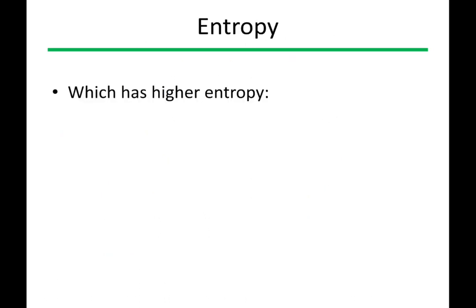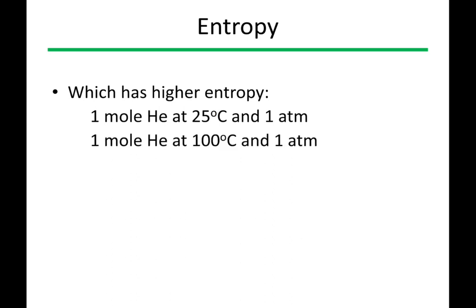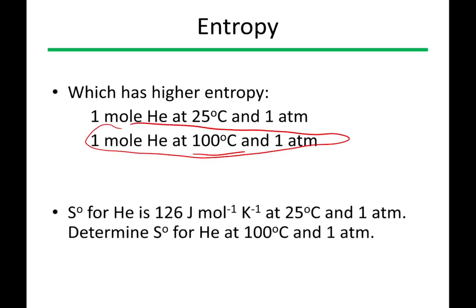Let's look at another example here, seeing what has higher entropy: a mole of helium at 25 degrees Celsius or a mole of helium at 100 degrees Celsius. It stands to reason that at a higher temperature there's more movement, so it'll be the helium at a higher temperature that has a higher entropy. Now we can look at calculating the entropy for helium at this higher temperature given the entropy at the lower temperature. To do this, we can look at this transformation.